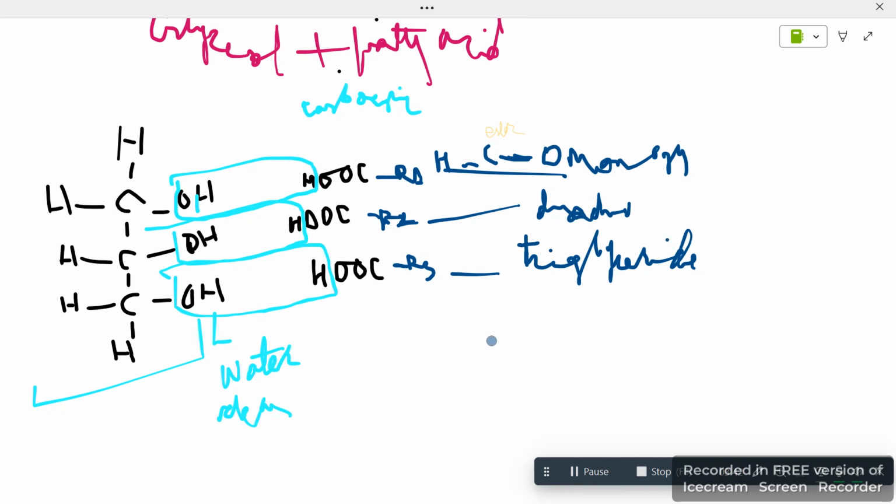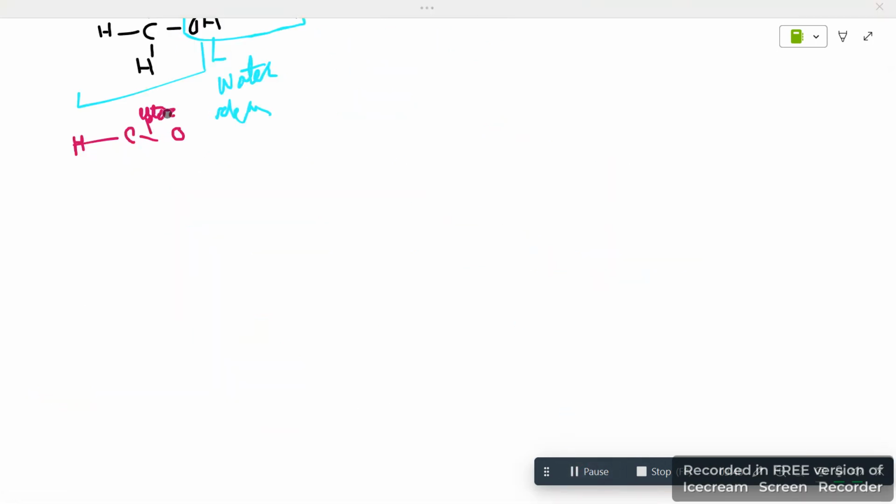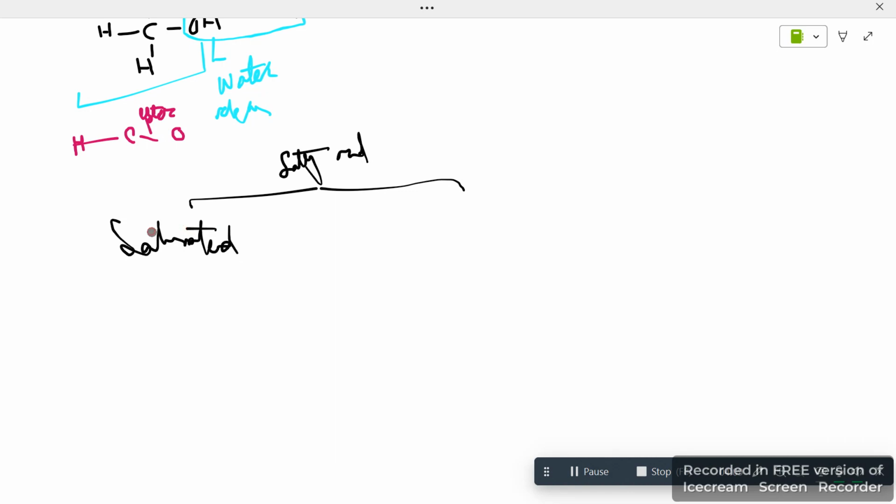Then you will see that fatty acids are of two types. So I just made this structure here, just the ester bond between them. So you will see fatty acids, which are of two types: saturated and unsaturated.